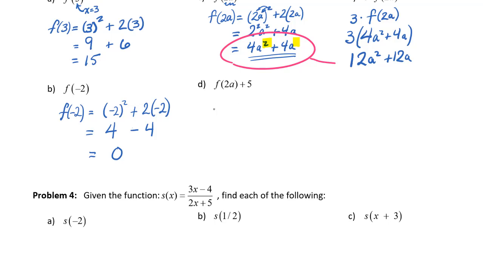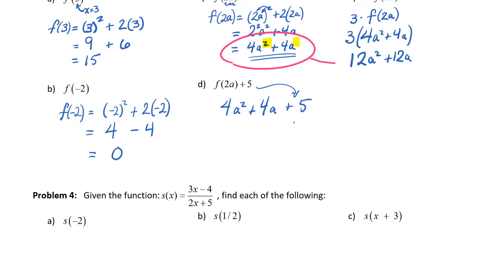And then finally for part D, we have f of 2a plus 5. Now remember, I already know what f of 2a is, and so I can simply tack plus 5 at the end of my calculation. So I have 4a squared plus 4a, and then I'll just bring that plus 5 down as a separate portion, a separate term of my function.